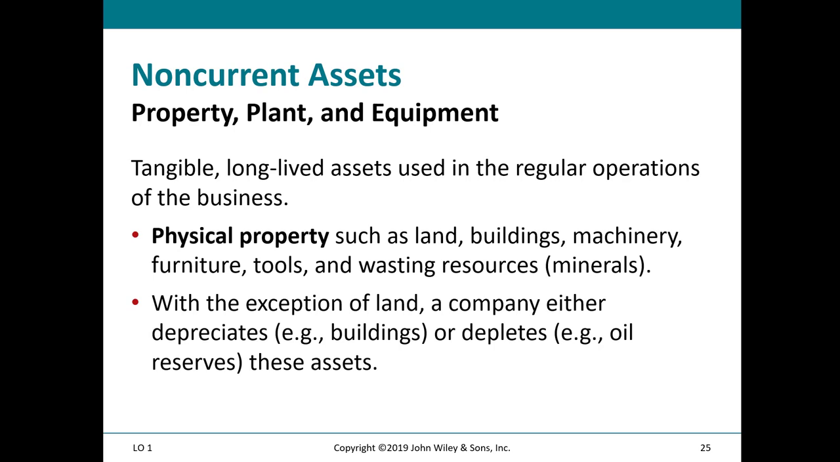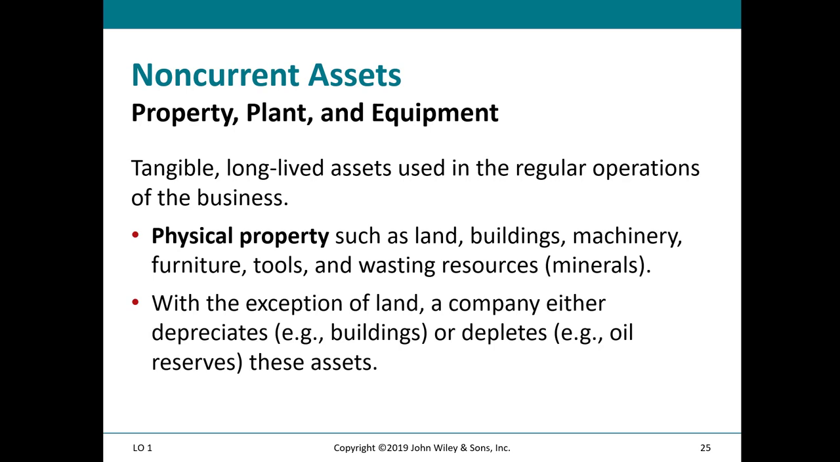So property, plant, and equipment includes physical property such as land, buildings, machinery, furniture, tools, vehicles, and wasting resources. Wasting resources are those that deplete over time, for example, a forest or a gold mine. With the exception of land, a company will either depreciate or deplete all of the assets in property, plant, and equipment. So physical property will depreciate and wasting resources will deplete.